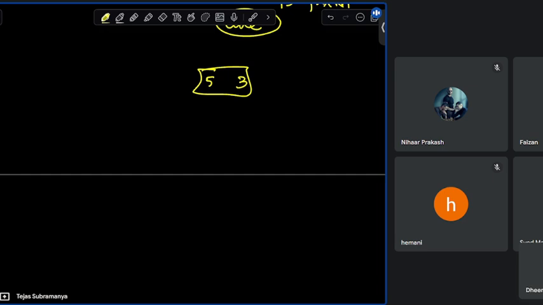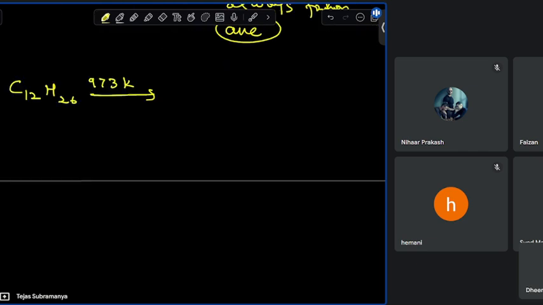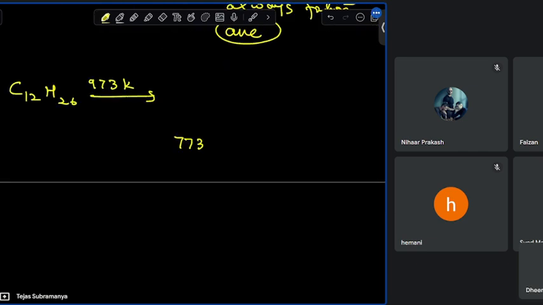For example, let's see. One second, wait. Pyrolysis, there are 2 equations. First one we did was of hexane. Sometimes they won't ask you, but just for safety, let's say I'll give you C12H26. This won't be asked anyway. This breaks down at 973 Kelvin. Now focus. Till now I wrote 2 numbers, 773 and 973.